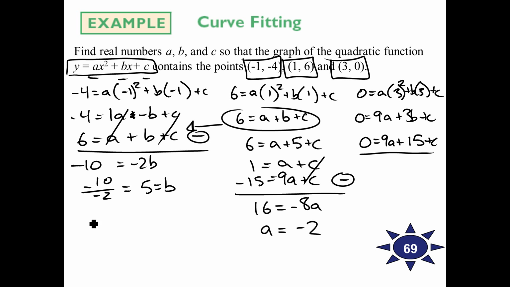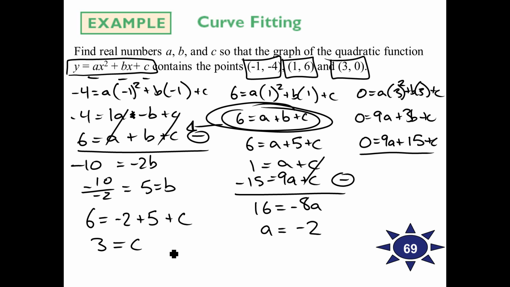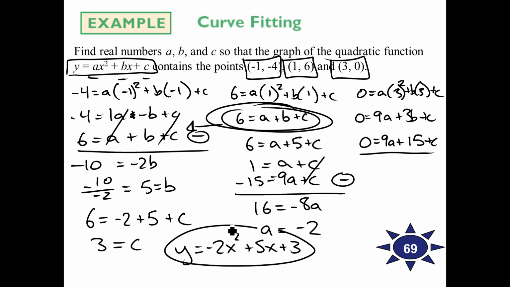And last one, we're going to plug both of these back in for c. So let's go back to an easy one. How about this one right here? 6 equals a, which is negative 2, plus b, which is 5, plus c. So let's see, let's move this around. So negative 2 plus 5 is 3. Subtract those. We've got 3 equals c. And so there we go. y equals a, plus b, where'd b go? Plus 5x plus c. We've got ourselves an equation.